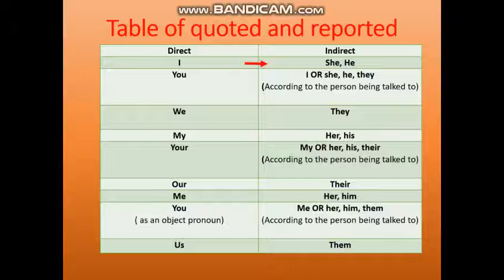Observe the table of quoted and reported. I becomes she or he. You becomes I, or she, he, they. That depends on the person you are talking to. We becomes they. My becomes his or her. Your becomes my or her, his, their. That depends on the person you are talking to. Our becomes their. Me becomes her or him. You as an object pronoun becomes me or him, her or them. Us becomes them.